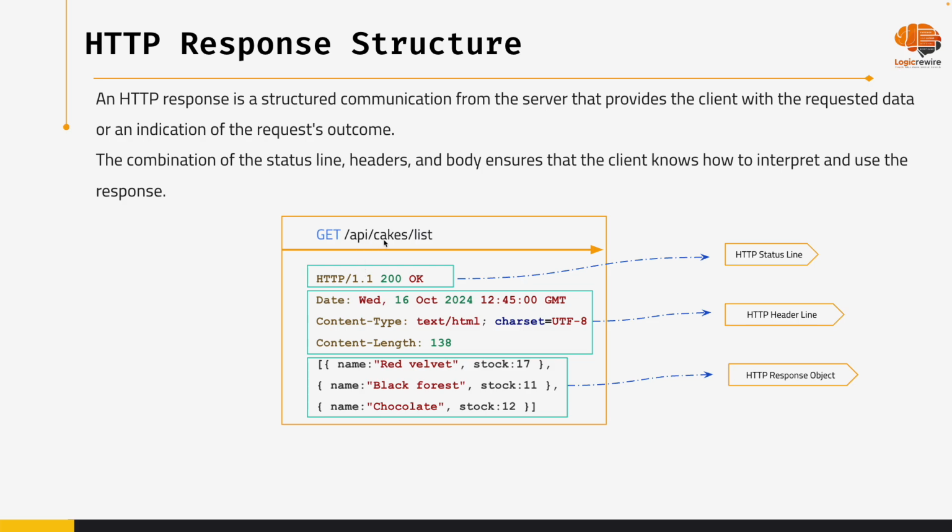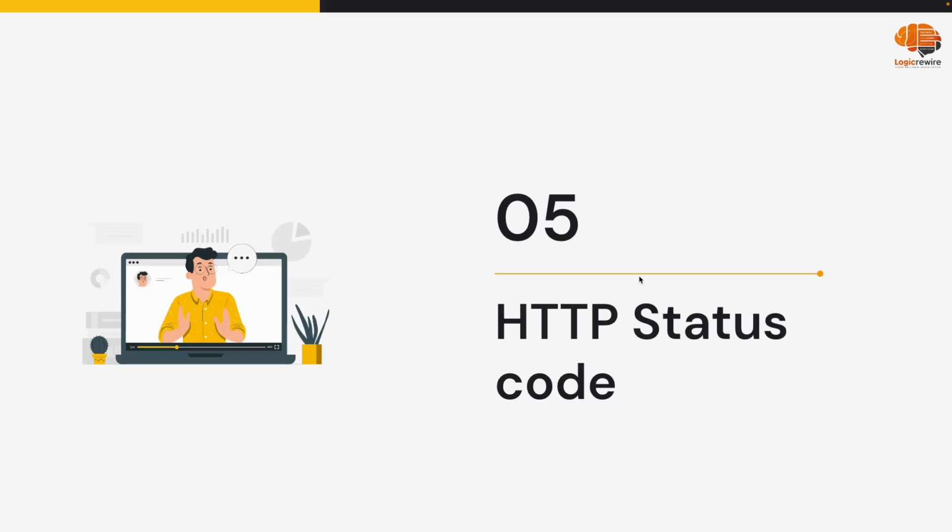So whatever we are asking for, the cake list, the server returns this data based on our request. The server is returning the whole cake list with stock: red velvet cake is 17, black forest cake is 11, chocolate cake is 12. So these are the three things the server returns. We will see these three in the further slides. Okay, so these are the response.